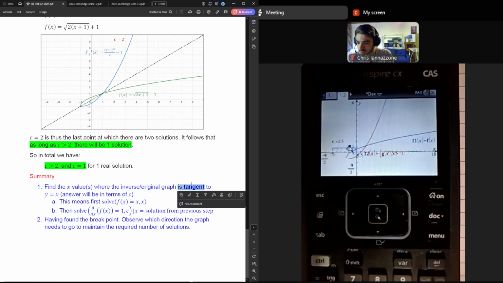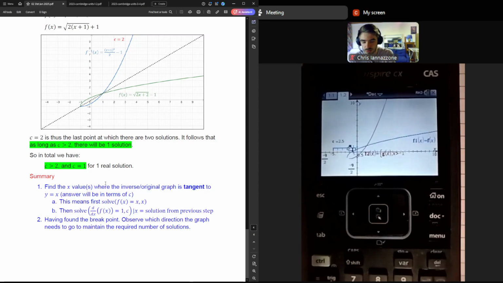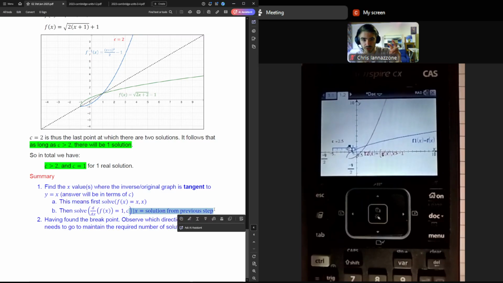From there, if you want to make it tangent, there's two criteria. You need to have your gradients being the same at that spot, and you need to have the intercept being the same at that spot. Which means you're solving for where the function is equal to x, because it's along the line y equals x, and you're solving for where the gradient is 1, because the line y equals x has a gradient of 1. You're just going to use a solution from part A as your conditional for part B.